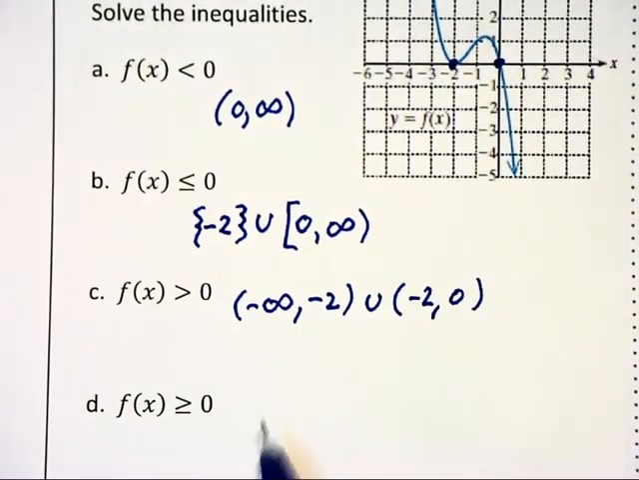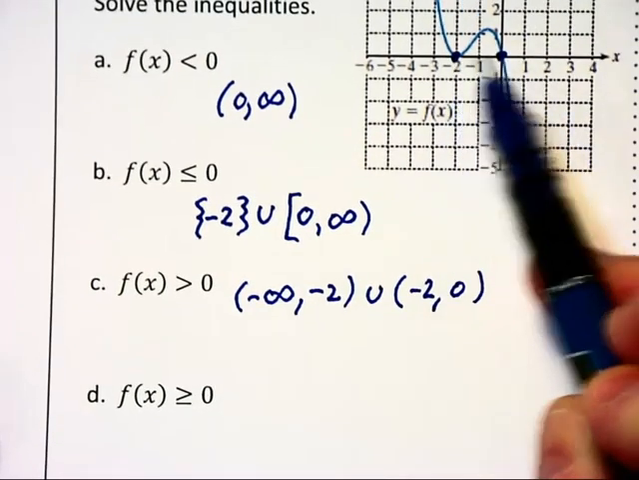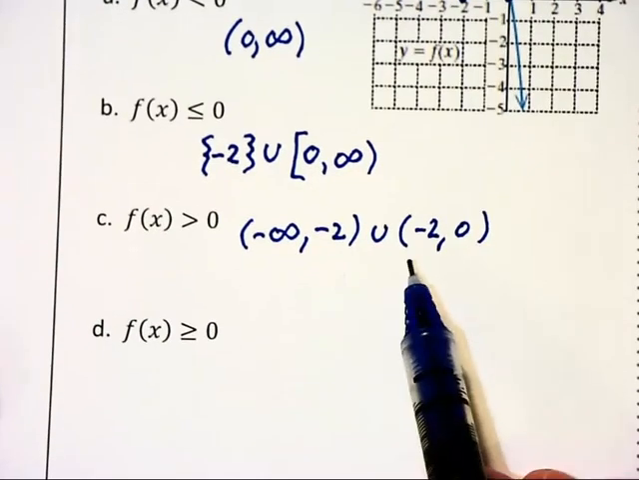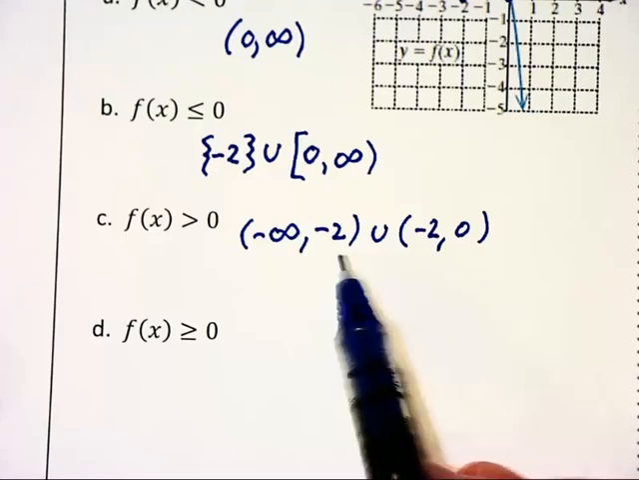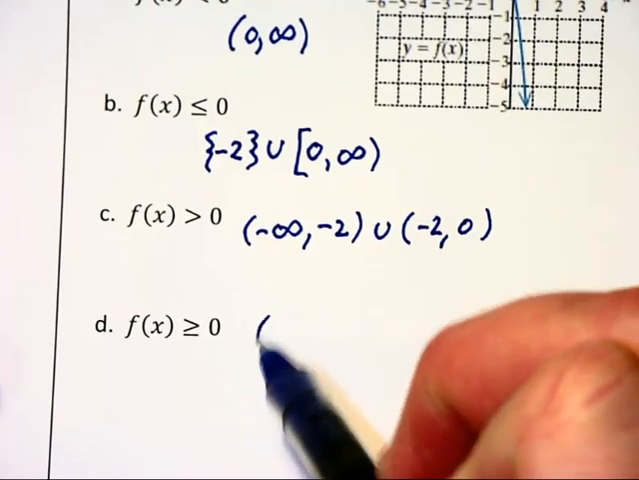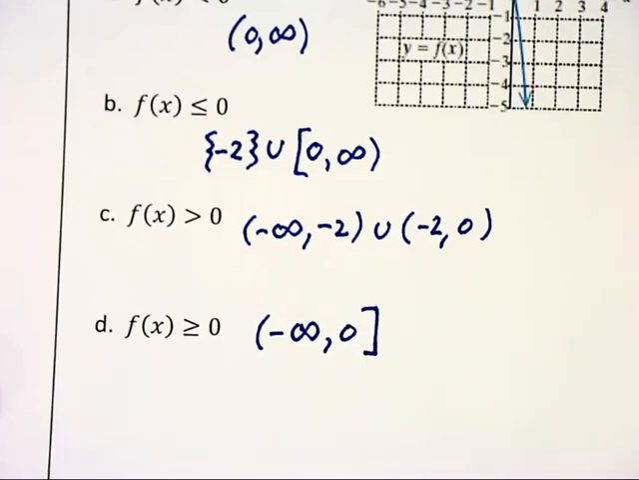When we go to find out where is it greater than or equal to 0, now we can include these two values where it's equal to 0, which basically means we're going to include the right endpoint and fill in this gap here at -2 and have the interval from -infinity up to 0, which we include at that right endpoint.